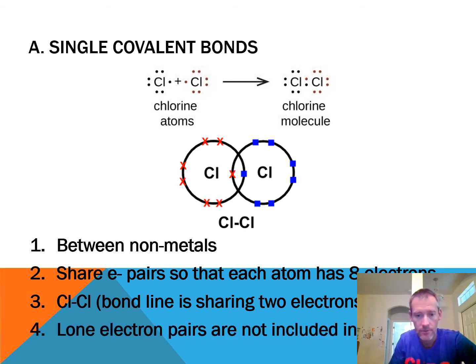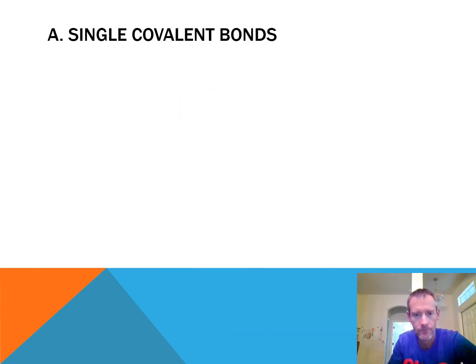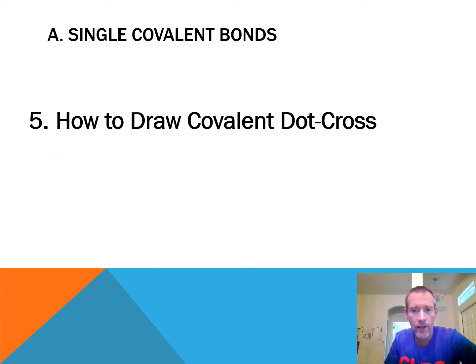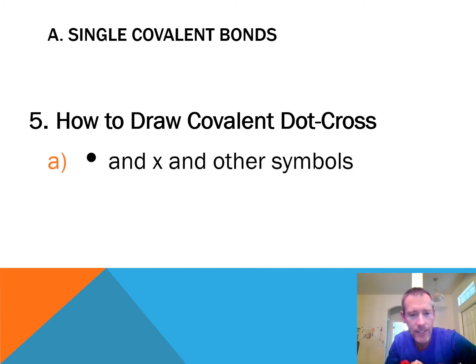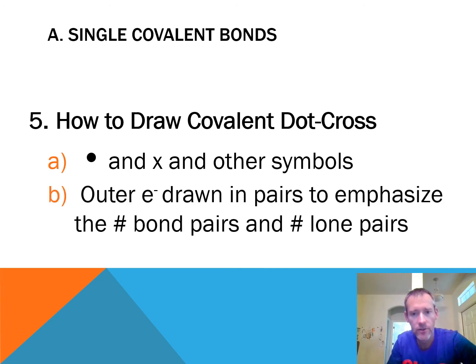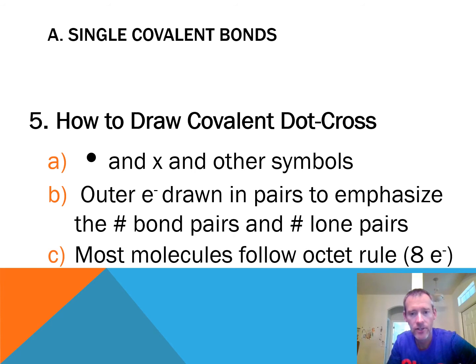Lone pairs are not included in bonding. So you can see the red X's are lone pairs, and the only bond is between one X and one square, or dot. How you draw a covalent dot cross is you have dots and X's or crosses for the other symbol. You draw the outer electrons in pairs to emphasize the bond pairs and the lone pairs. Most molecules follow the octet rule. There are some exceptions, and we will go over those as well.